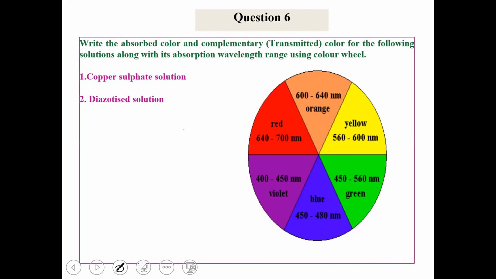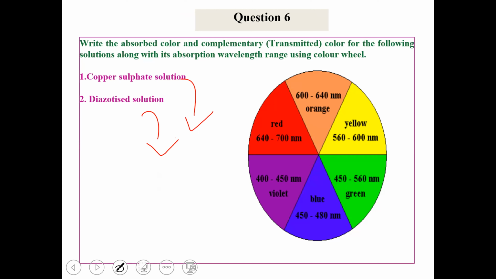Okay, the next question. So this is with respect to the principle of colorimetry. I was talking about the color wheel. So suppose copper sulfate. What is the color of copper sulfate? The student should know the color, then only they can relate the concept here. You might have used it in your Biuret test, right? And diazotized solution, even final years have a chance of doing it in your practical classes, converting a colorless paracetamol to a diazotized compound.